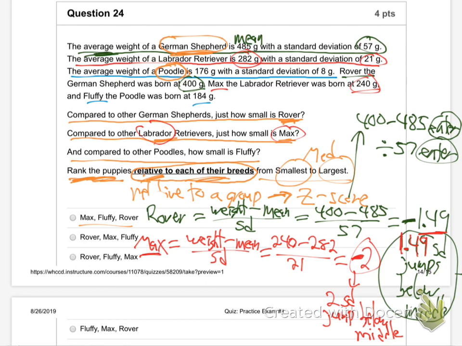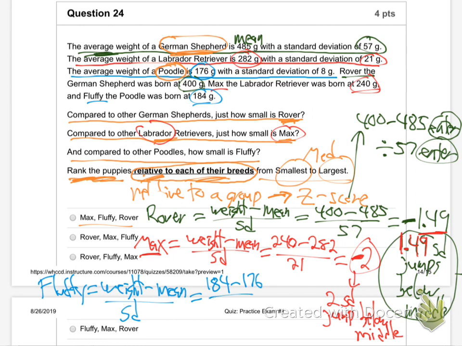Let's do Fluffy. Weight minus mean over standard deviation. Fluffy is weighing in at 184, minus the mean for poodles, 176, over the standard deviation for poodles, 8. If you do that, you get just positive 1, which means Fluffy is heavier than the average poodle.